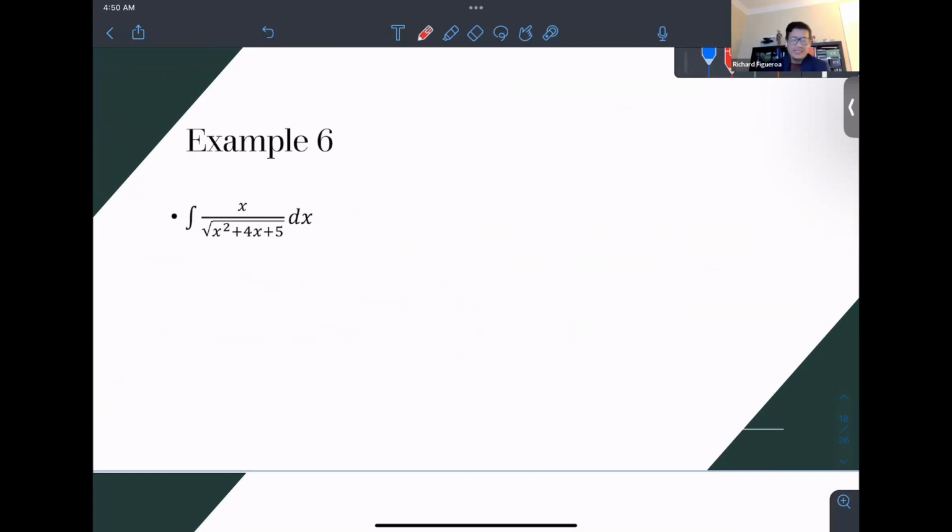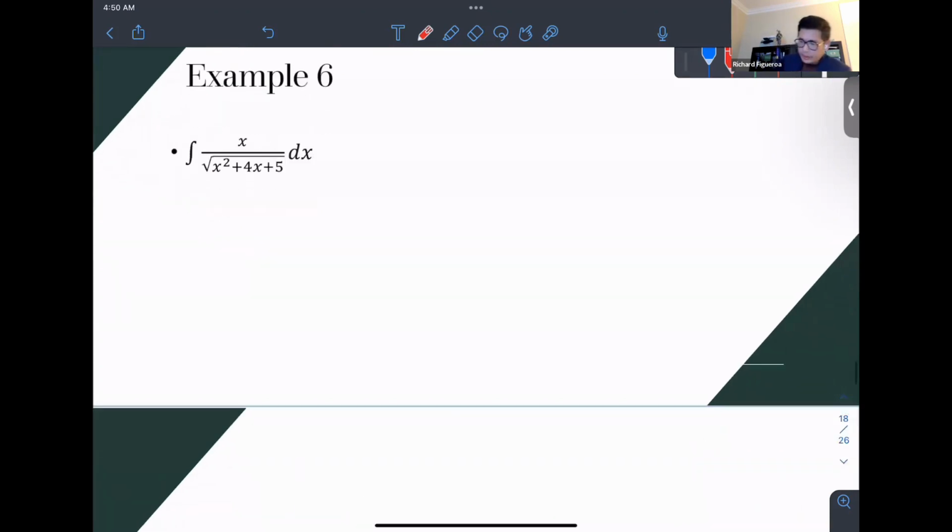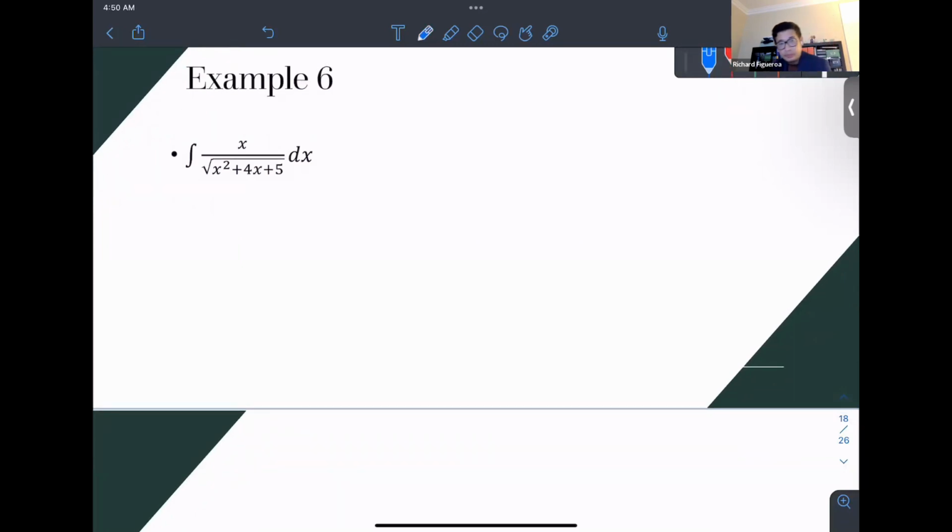Okay, so for example number 6, we have x over the square root of x squared plus 4x plus 5. In this case, it does not follow the format that we have. For trigonometric substitution, we need to first transform the integrand into the format of trig sub. So what are we going to do? We perform completing the square, to make this one a sum or difference of squares.